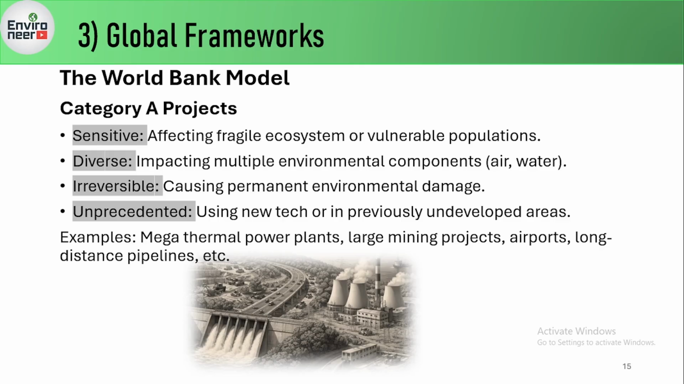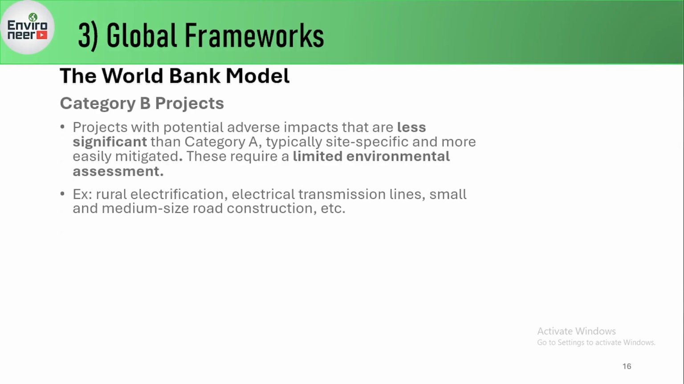And finally, an impact is seen as unprecedented if the project is using some brand new, untested technology or if it's being built in a pristine wilderness area. Any one of these flags signals a high risk that demands the most serious level of assessment. Category B and C projects, on the other hand, are just on a different level.